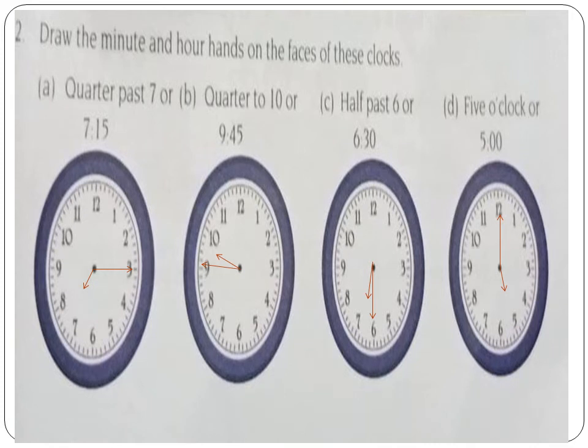So, second sum: draw the minute and hour hands on the faces of the clock. So what you have to do? You have to draw both the hands. You have to draw the minute hand and the hour hand.